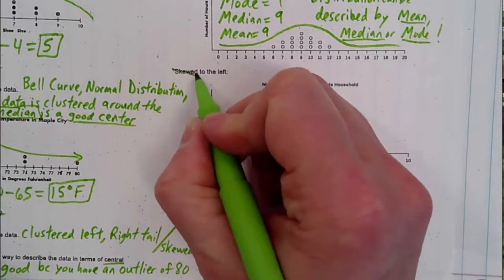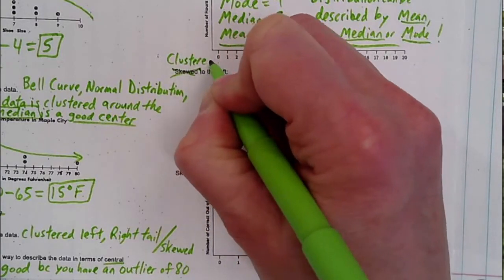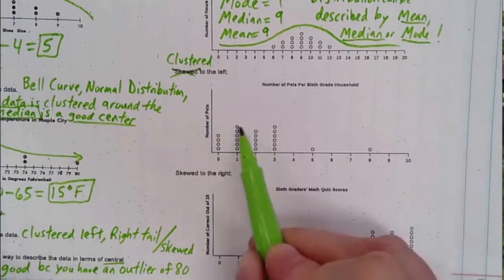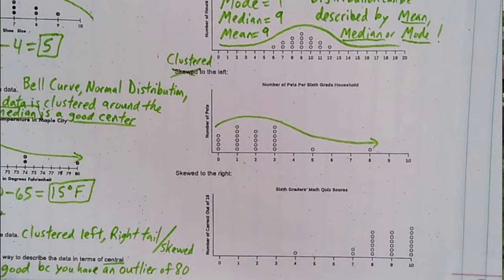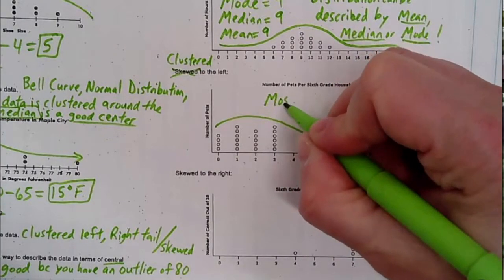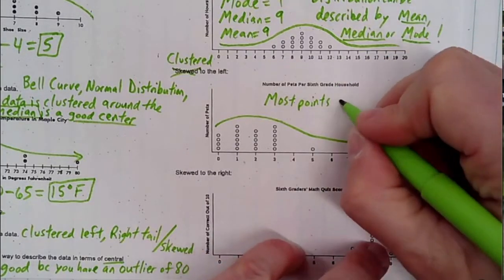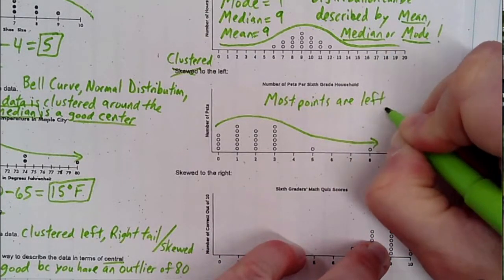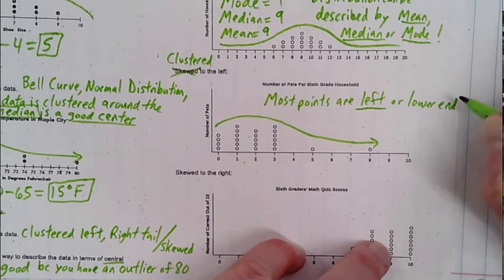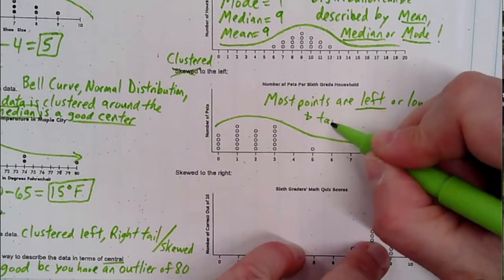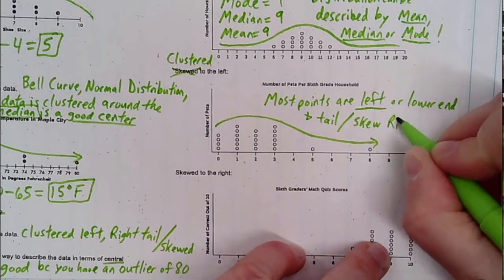So when you look at the next one, it says this is skewed to the left. We're actually going to call it clustered. Take off skewed, call it clustered to the left. Clustered to the left. In other words, most of it's clustered over here to the left, and so it tails to the right, or we're going to call it skews to the right. So we're going to call this one most points are left, or I'm going to call it lower end, and it has a tail skewed to the right.